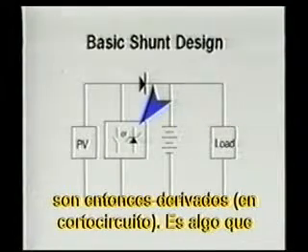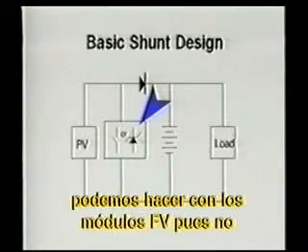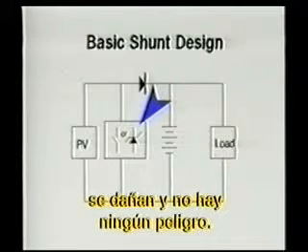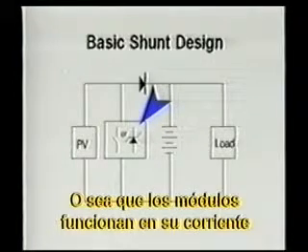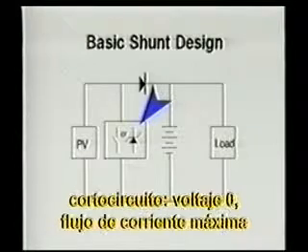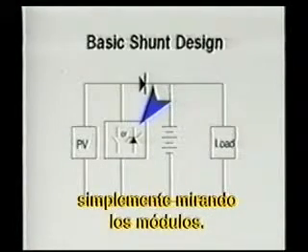They're short-circuited. We can do that with photovoltaic modules. There's no danger at all and no damage to the module. So the modules are operated at their short-circuit current. 0 voltage, maximum current flow simply looping in the module.